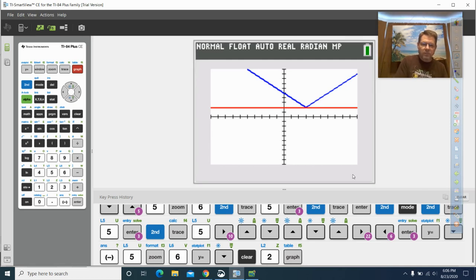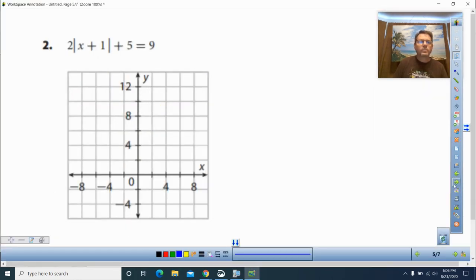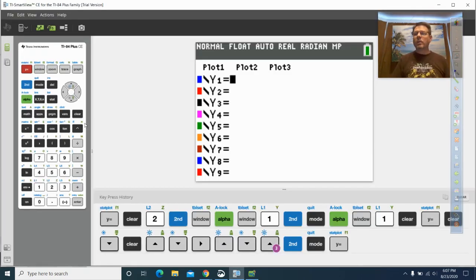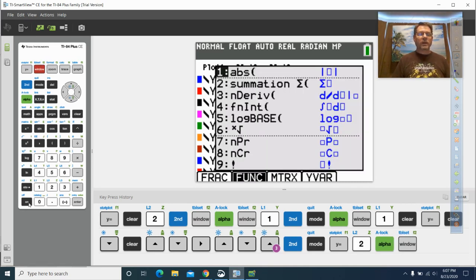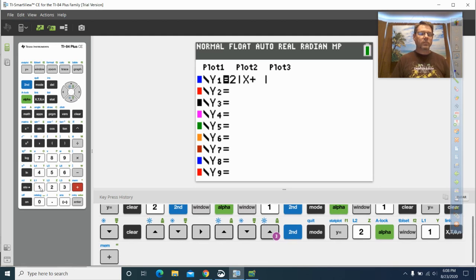Okay? So let's jump on down here and try us another equation. Let me write this one down real quick so I don't have to go back and forth. All right, so we got our y equals. I cleared it out. So let's put this guy in here. 2, and to get to the F2 where the absolute value is, I hit alpha, window. Okay, again, another way people like to do that is the catalog, which is second 0. And now I'm going to put in x plus 1. I'm going to pop out of that absolute value by hitting the right arrow and put plus 5.